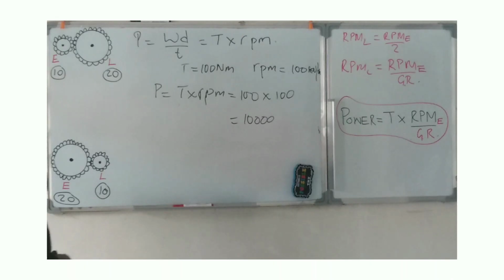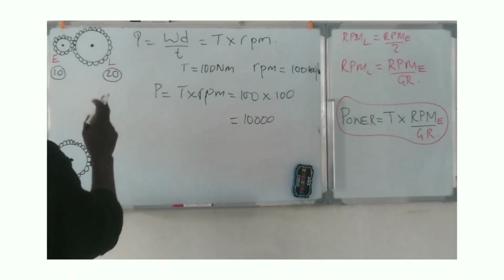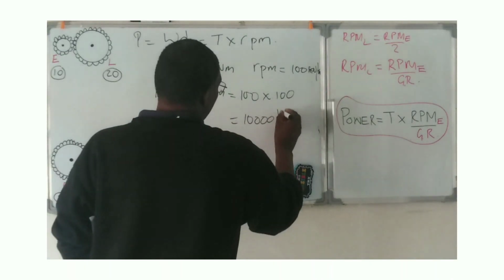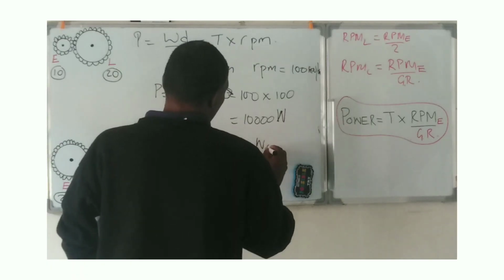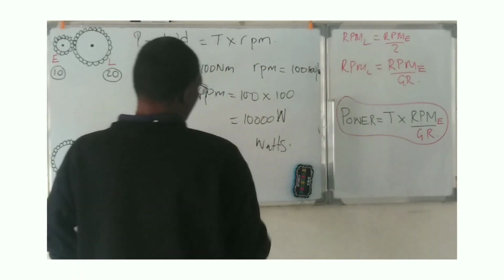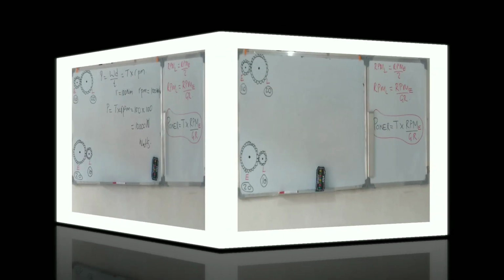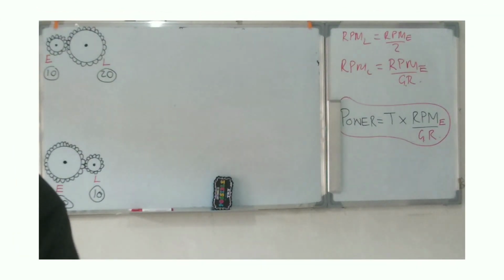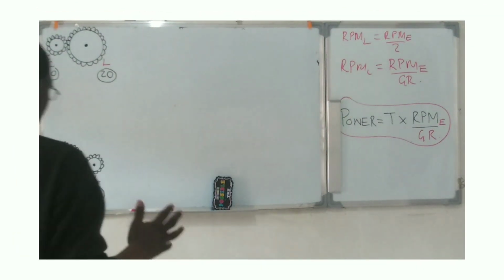10,000, what are the units? The units of power are watts, which is capital W. It's written watts. So the unit of power is watts. Okay, so now let's get to the juicy part. Let's talk about gear shifting.